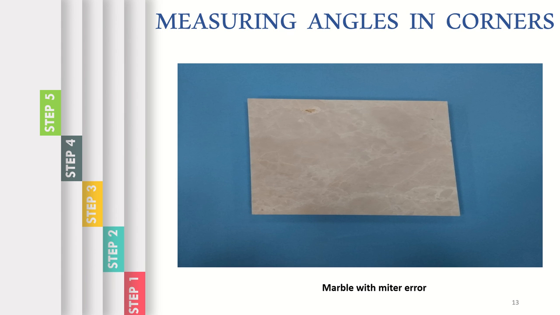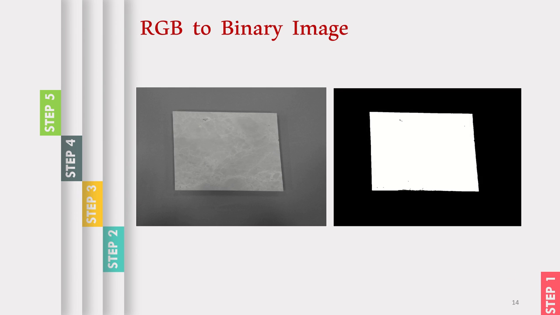We have a marble here with a minor error, and firstly we convert the image from RGB to binary. Convert RGB image to grayscale by eliminating the hue and saturation information while retaining the luminance. Then convert the grayscale image to binary image by replacing all pixels in the input image with luminance greater than 0.5 with the value 1, meaning white, and replacing all other pixels with the value 0, meaning black.